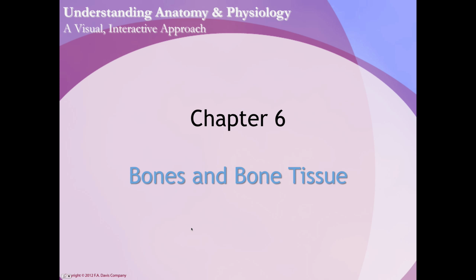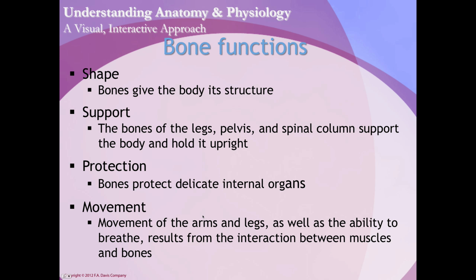Okay, chapter 6, bones and bone tissue. So, bone functions. The shape of a bone is going to give the body its structure. Support: obviously the bones of the legs, pelvis, and spinal column support the body and hold it upright. Protection: bones protect delicate internal organs.